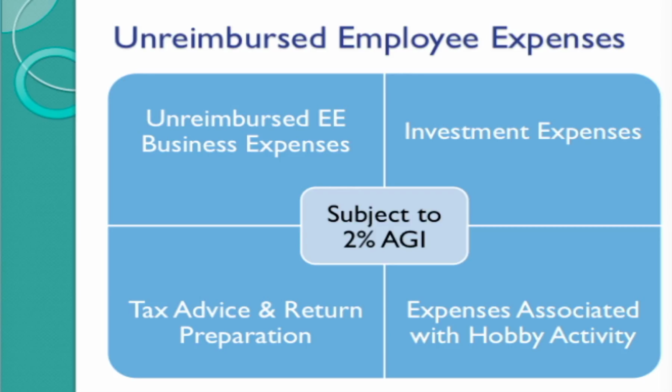So again, for unreimbursed employee expenses, you have to be classified as an employee to take these into consideration. But if you are able to classify yourself as an employee and you have these various types of employee expenses, they go into this group of miscellaneous expenses that's subject to the 2% floor, and you see the various components of those miscellaneous expenses in this slide.